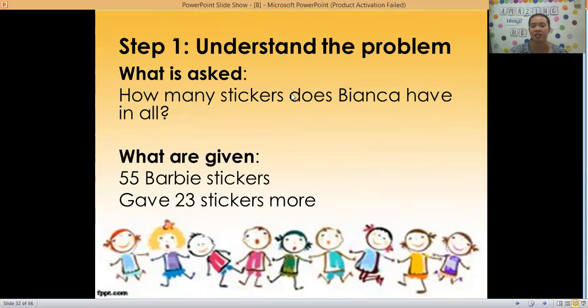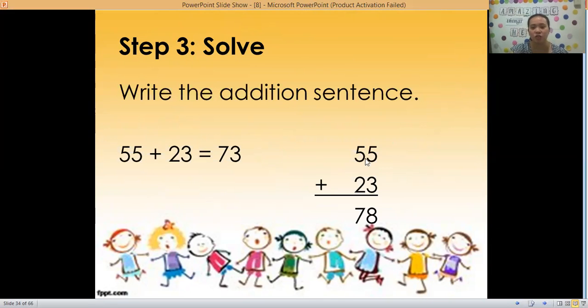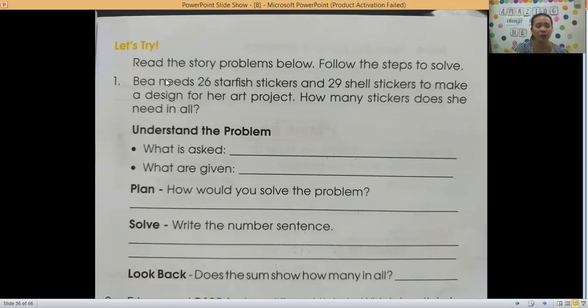So step number 1, understand the problem. What is asked? How many stickers does Bianca have in all? And then what are the given numbers? 55 Barbie stickers, and she received 23 stickers more. So step number 2, we need to plan. How are we going to solve the problem? We need to use addition, or we need to add. So 55 plus 23 equals 78. It's 78, okay? Now, did you answer correctly? Of course. Now let's try.